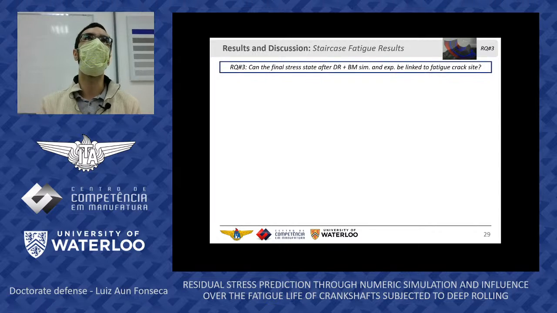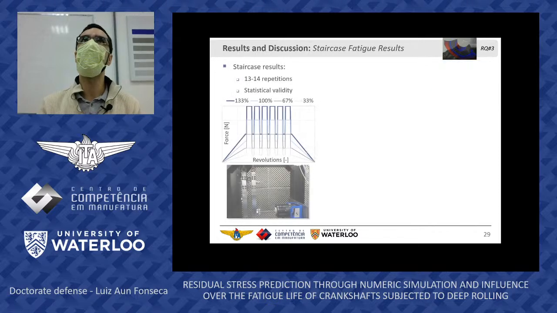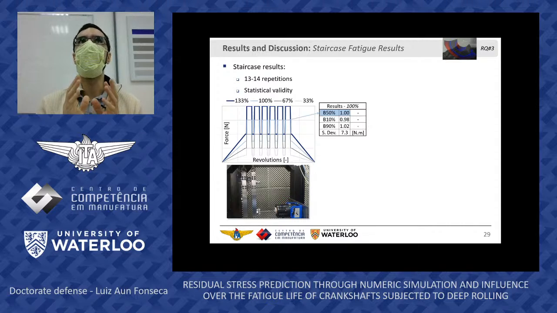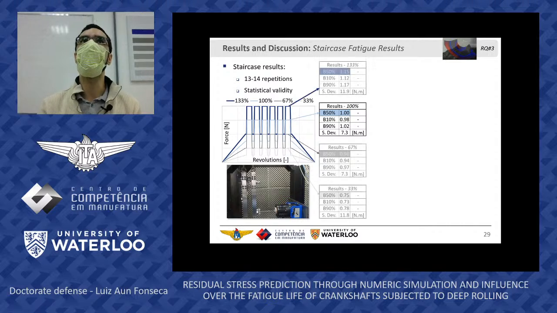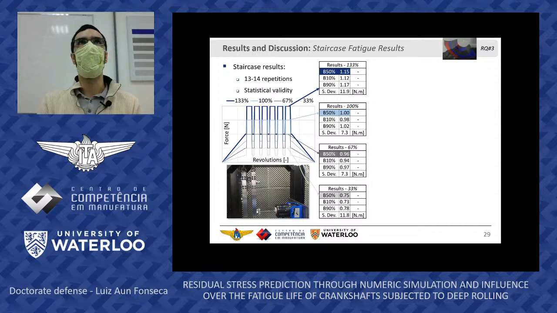And that's what we are treating here in the third research question, where we ask how the final residual stress state after deep rolling and bending moment simulation and experimentation can be linked to the fatigue crack site. For that, we have taken the results from the staircase methodology that were all statistically valid, normalizing the results around the 100% test batch, so the fatigue limit here is equal to 1. We can see that, for instance, for the 33% test batch, we got 0.75 of fatigue strength. For the 67%, a very close result to the 100% one, 0.96. And the 133% test batch delivered the best fatigue results with 1.15.